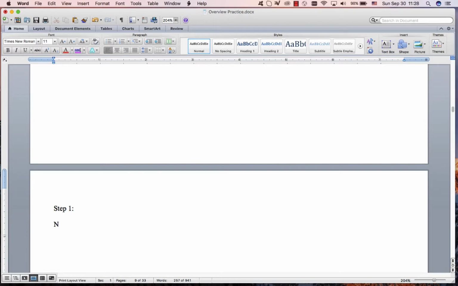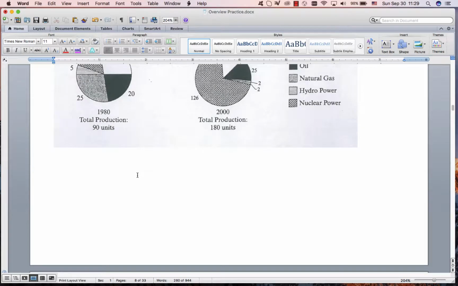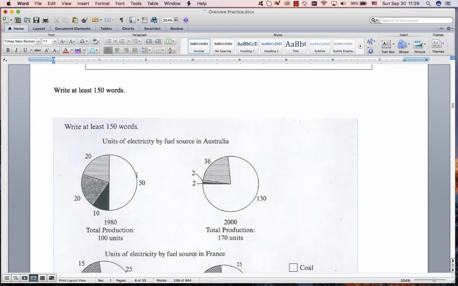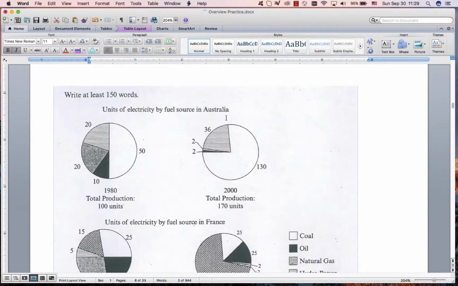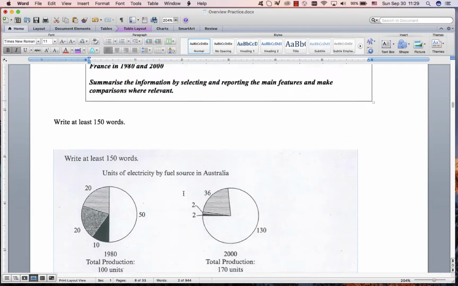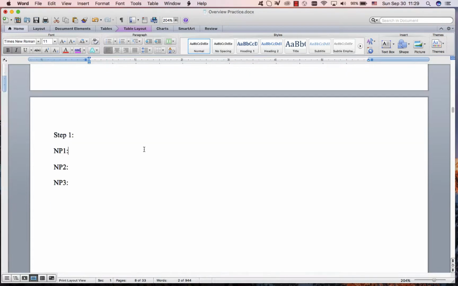I'm just going to say NP1, NP2, NP3. Okay, so take a look. Can you see them? I've put this document in the description so you can print it out if you want. It's quite straightforward. We have noun phrase 1 in the question. I wouldn't use those. We're looking at production. Production is the main thing. So noun phrase 1 is electricity production. But a nice synonym for production for electricity is generation, so you could paraphrase that a little bit.